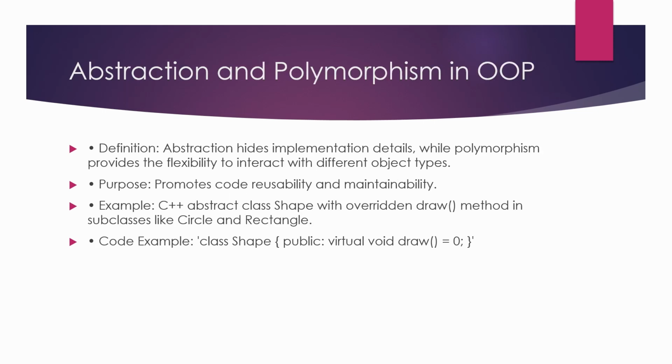Abstraction and polymorphism go hand in hand in object-oriented programming. Abstraction hides the implementation details, while polymorphism allows different objects to respond to the same interface in different ways. This combination makes our code more adaptable and maintainable, as we can add new objects or modify existing ones without changing the interface that other parts of the system rely on.